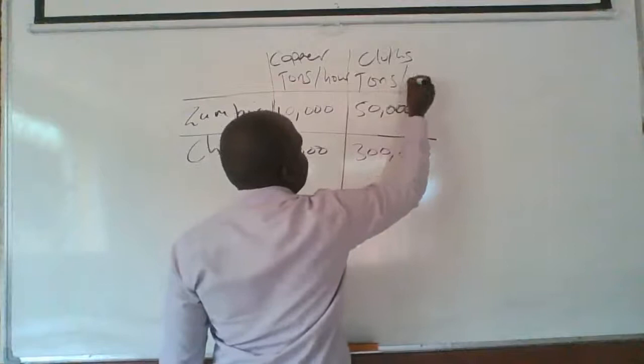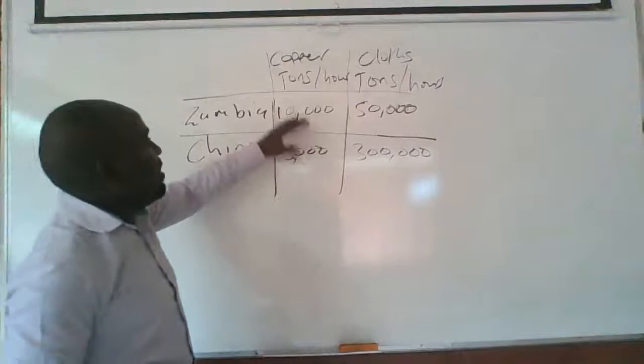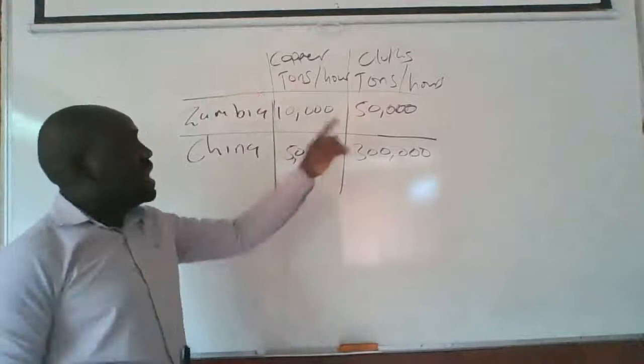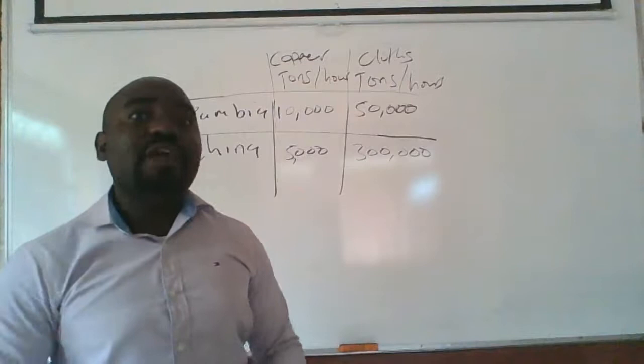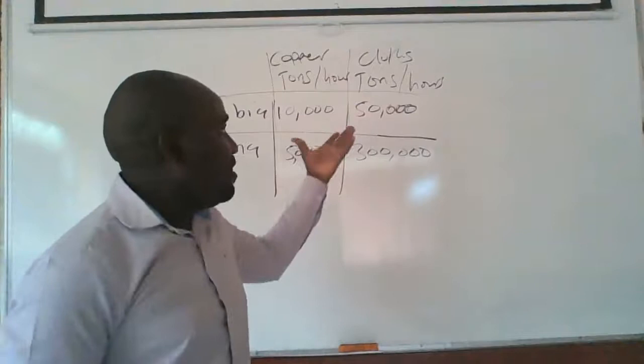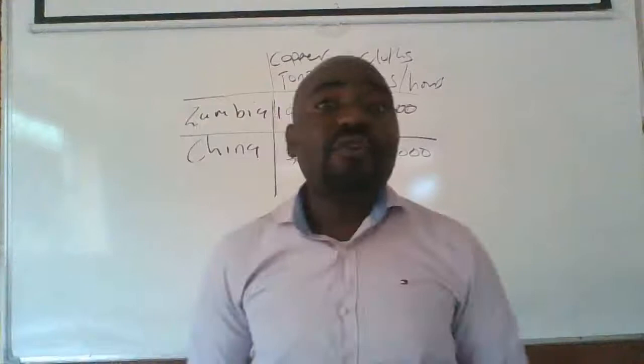So as earlier stated, we see that here Zambia has an absolute advantage in the production of copper, while China has an absolute advantage in the production of clothes. Now, if we are to use comparative advantage, it means we have to get the opportunity costs of producing each item. Using this structure of a table, to get the opportunity cost, you get the value of the foregone divided by the value of what you are going to produce.